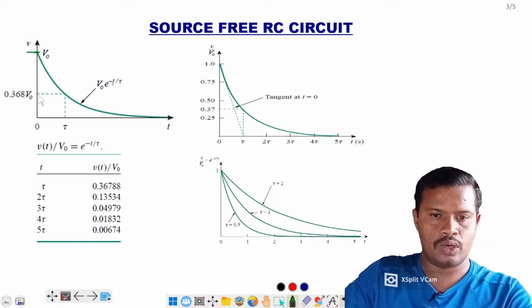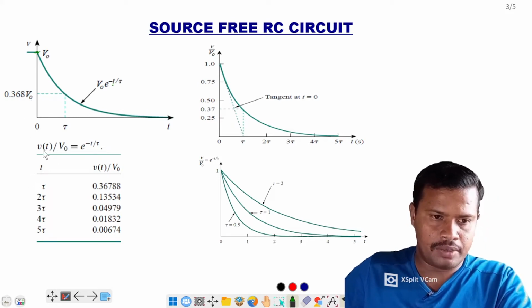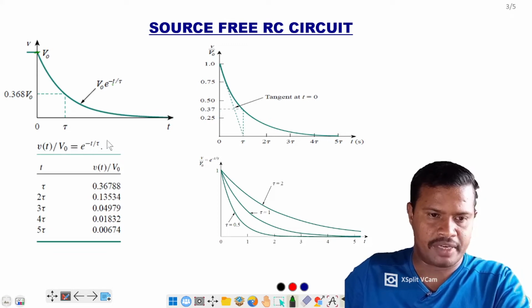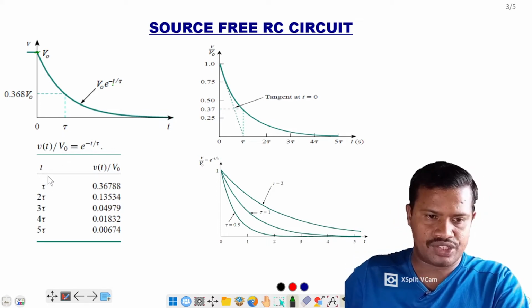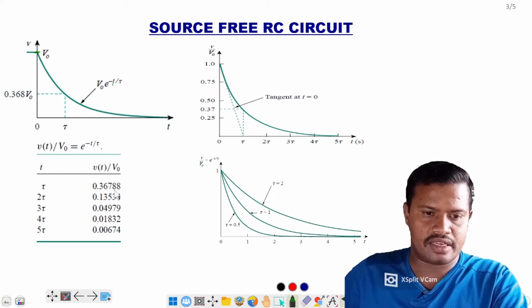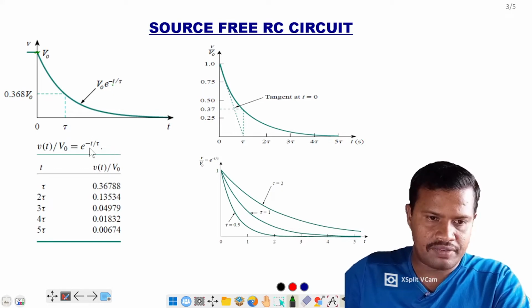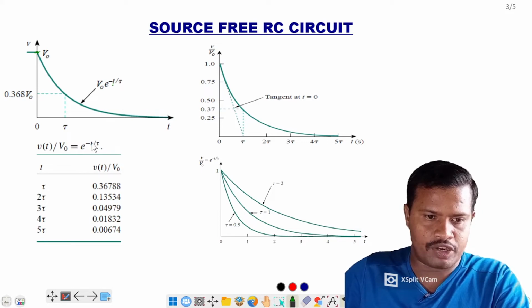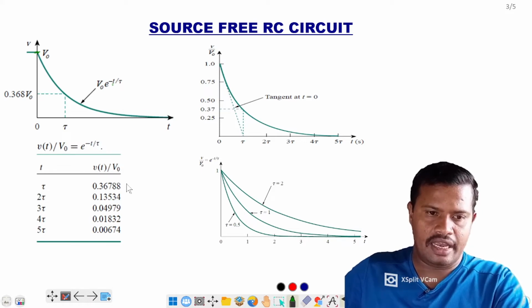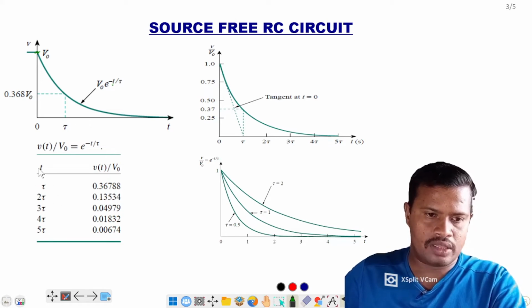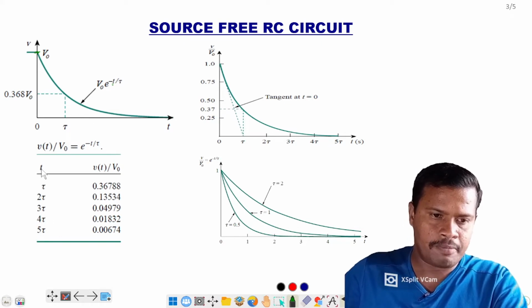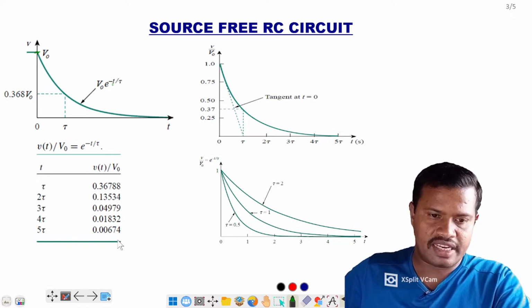of the initial voltage. Next we will tabulate v of t by V0 is equal to e to the power of minus t by tau for different values of t. When t is equal to one time constant, the v of t by V0 value will be 0.36788, because when we apply t equal to tau, the equation becomes e to the power of minus tau by tau, which is e to the power of minus 1, and its value is 0.36788. In the same manner we can apply all the time values up to 5 tau, and we will get these values.